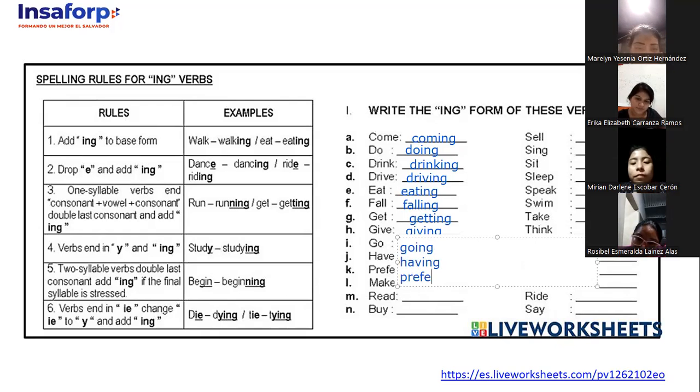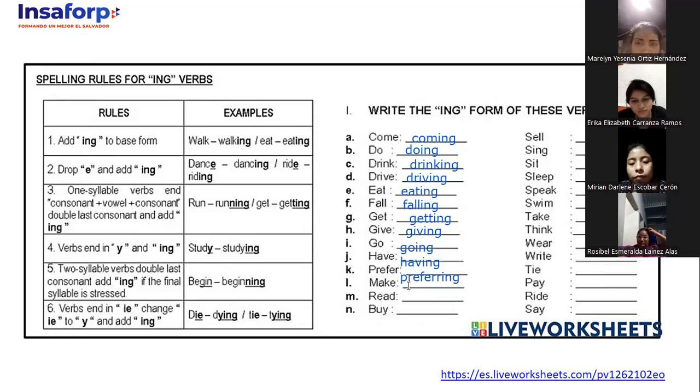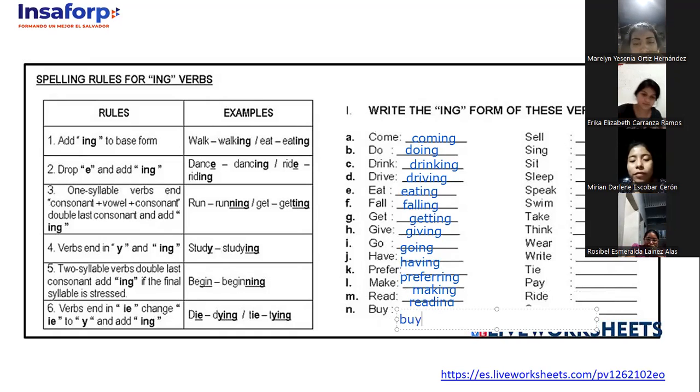En esa fíjense que voy a doblar la R. Pero es otra regla que ya la van a ver por allí. Es por el sound. Reading. Preferring. Making. Reading. And buy, buying. Okay, sell, selling.